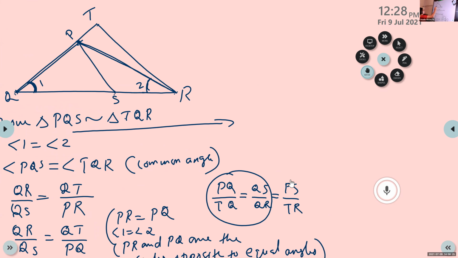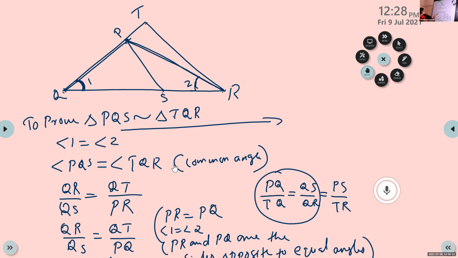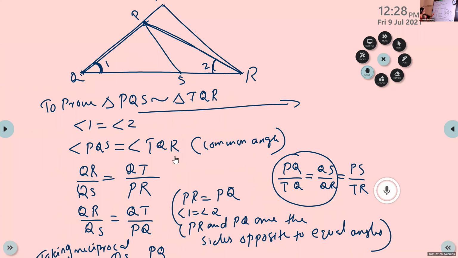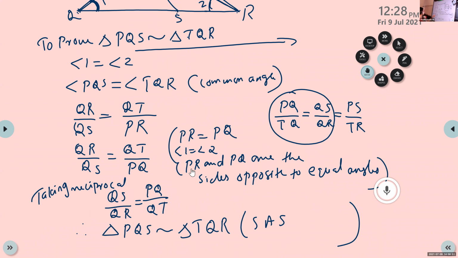And here in this triangle PQR, angle 1 and angle 2 are equal. So sides opposite to equal angles are equal. So instead of this PR, we can substitute PQ or QP. So in the given ratio, instead of PR, I put PQ. Okay. So then I took the reciprocal.